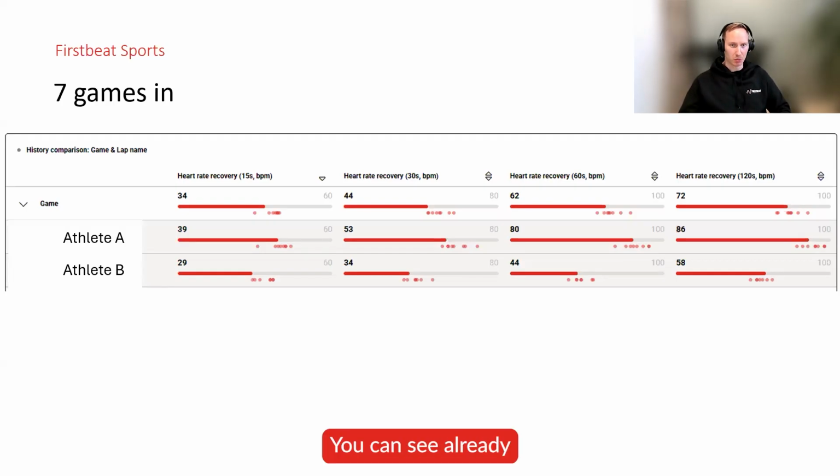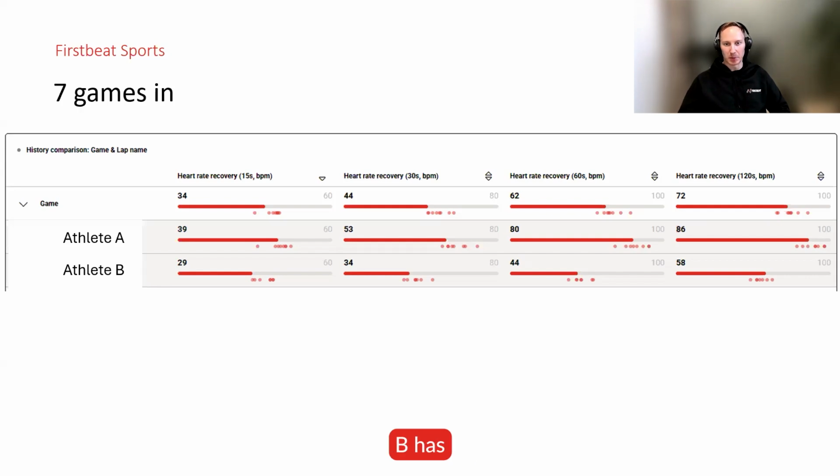You can see already a clear trend here. The heart rate recovery values for athlete A are much higher. For example, on the 60-second time frame, athlete A has 80 beats in 60 seconds, whereas athlete B has 44 beats in 60 seconds.